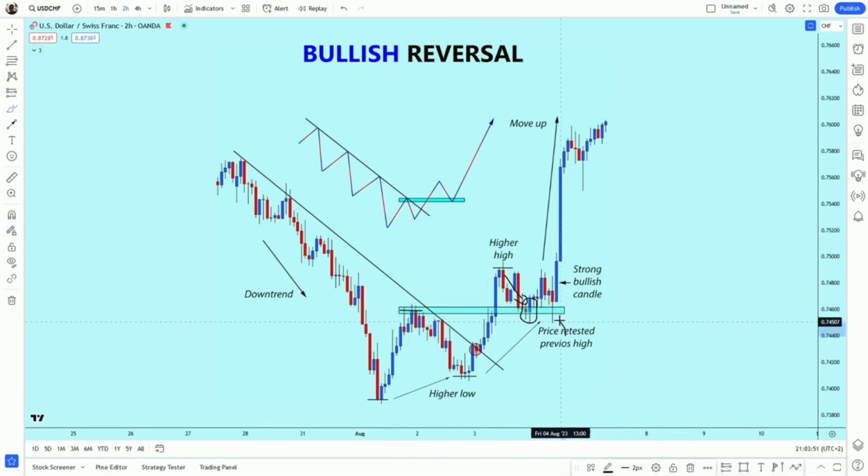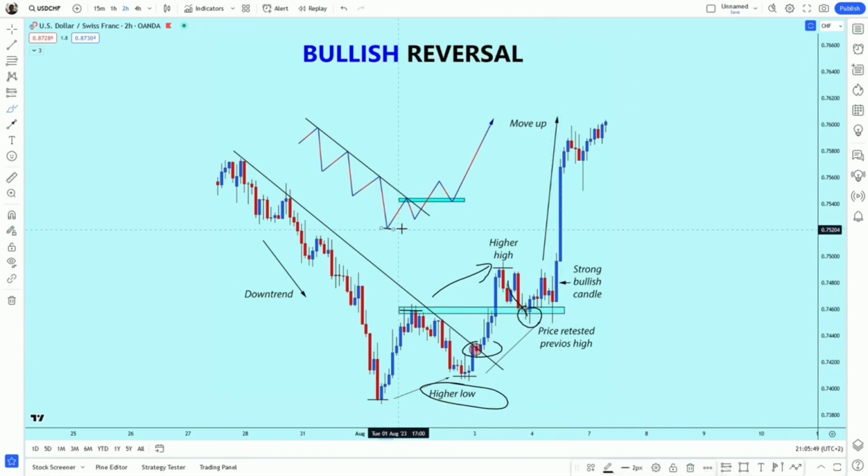Also we can see these weak rejections and then we can see this strong bullish candle here. I would consider this as a final sign and confirmation of a reversal. So to simplify this, we have this higher low formation, we have breakout, we have a higher high formation, and we have a retest of this previous high and basically a new higher low formation.